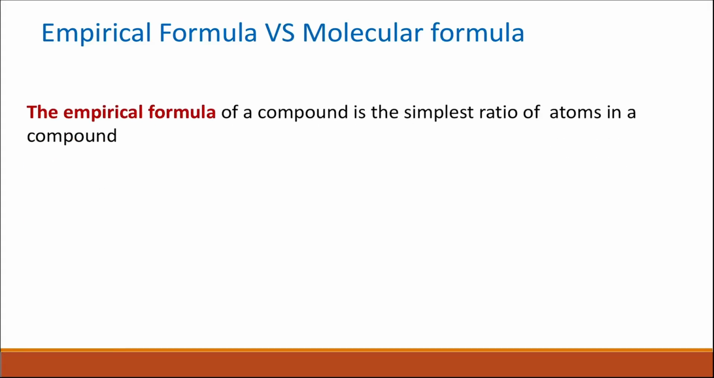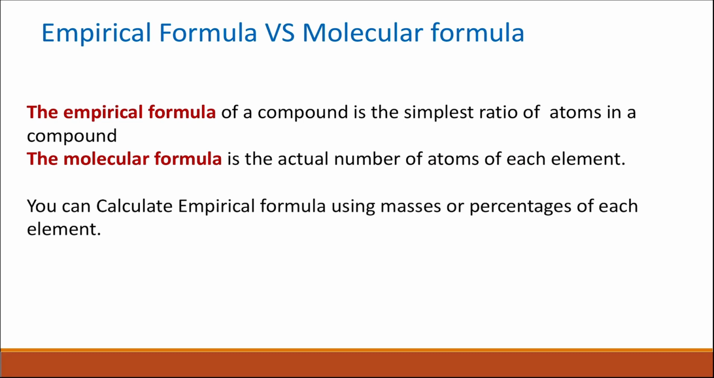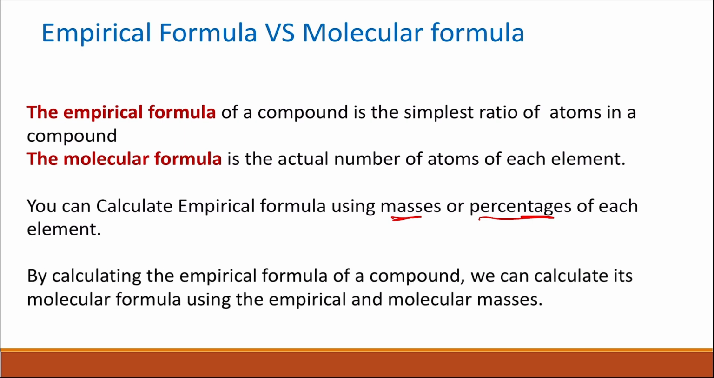Empirical formula of a compound is the simplest ratio of atoms in that compound. And the molecular formula is the actual number of atoms of each element within the compound. You can calculate the empirical formula using the masses or percentages of each element within the compound. And if you know the empirical formula and the molecular mass of that compound, you can use these two to calculate the molecular formula.